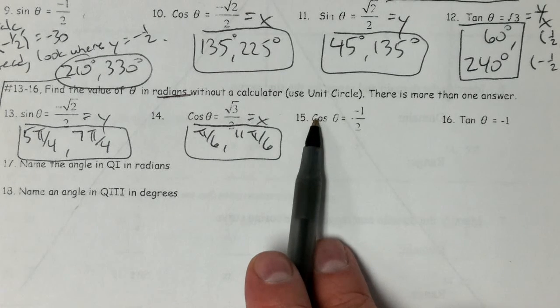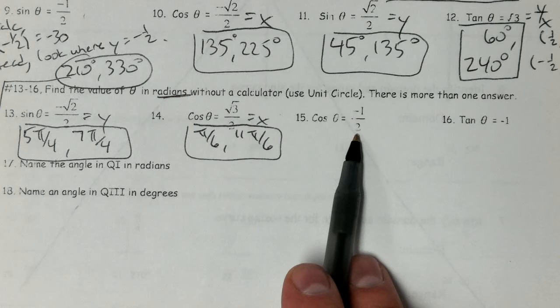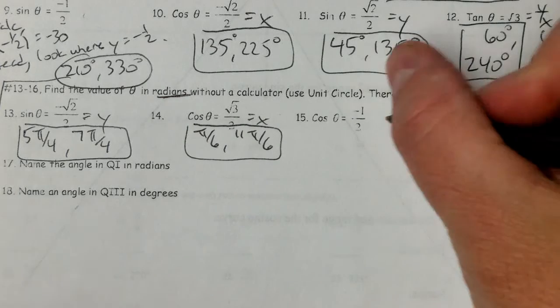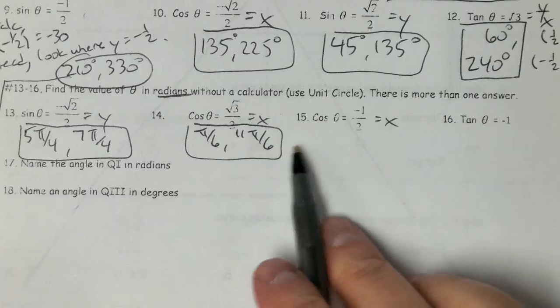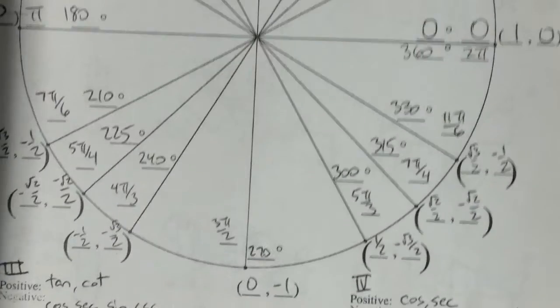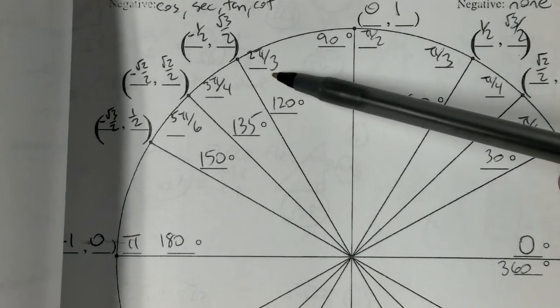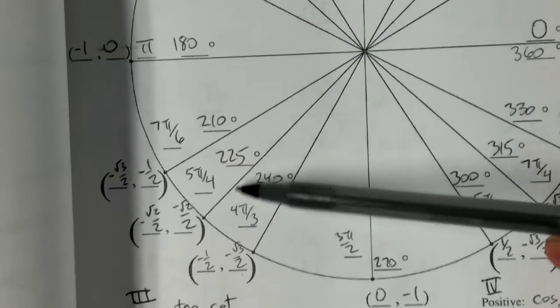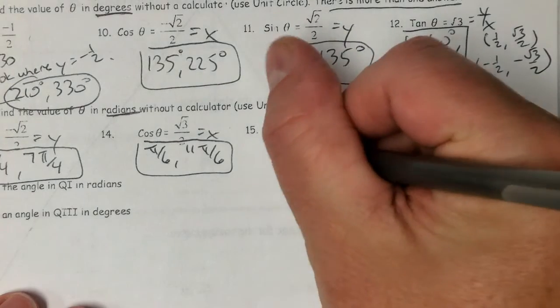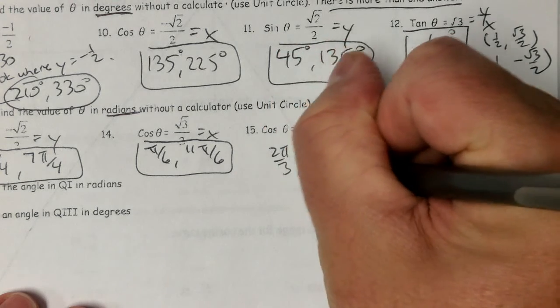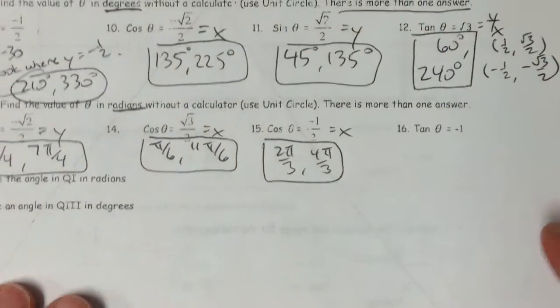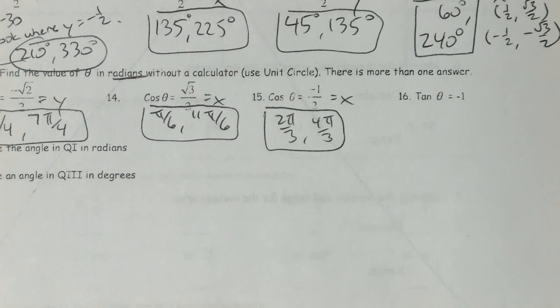Okay, this one, cosine is negative a half, so that's going to be x. Just remember cosine is x. And so for negative a half, it's here, which is at 2 pi thirds, and here, which is 4 pi thirds. You kind of use your unit circle as a reference sheet. Look where the x answer is negative a half.